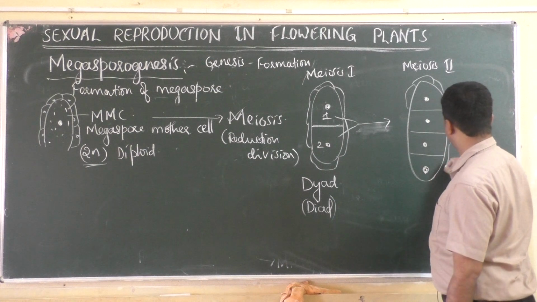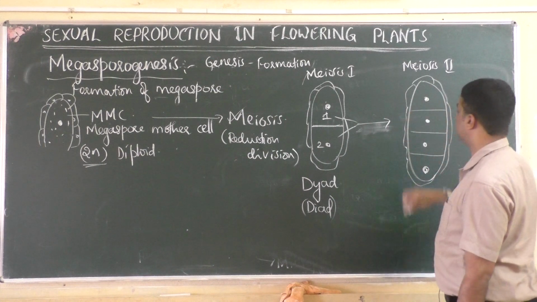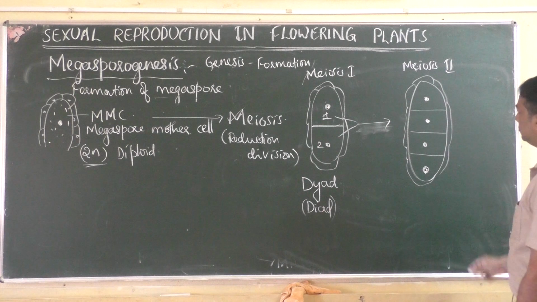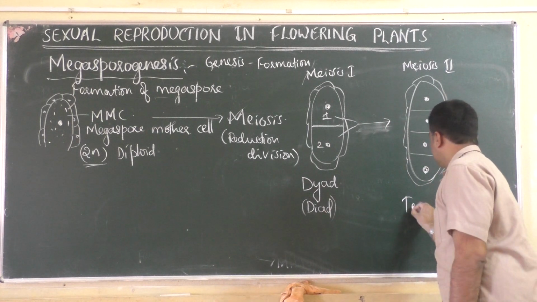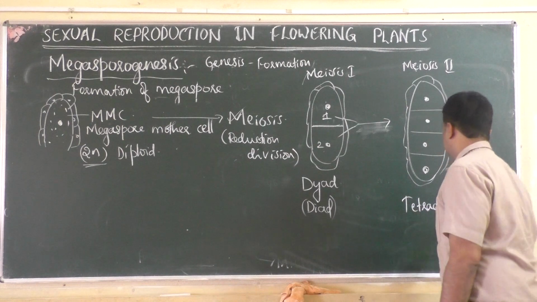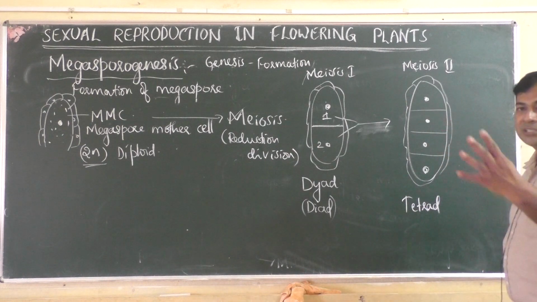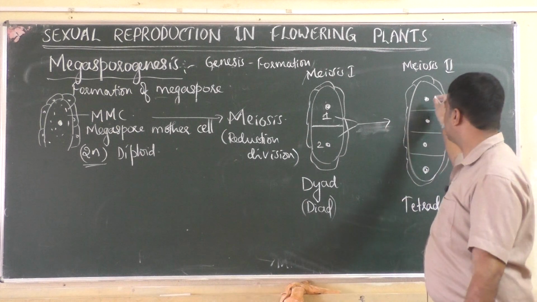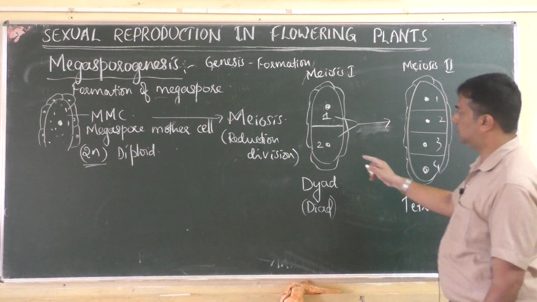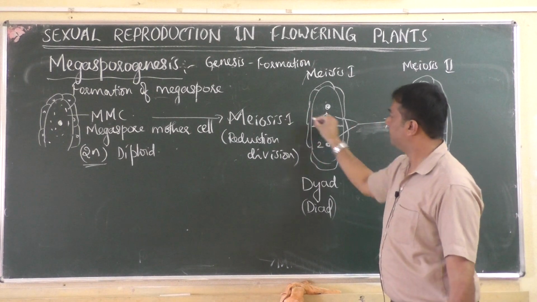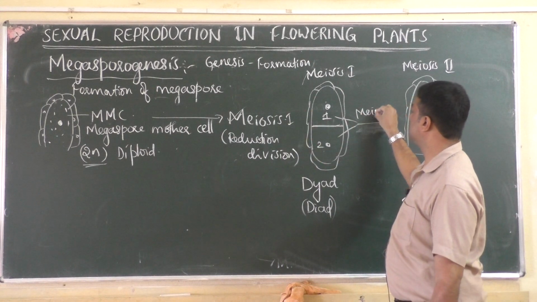Four cells are produced. Now this is called tetrad. Tetra means four. Tetrad means four cells. See, 1, 2, 3, 4 cells are produced by meiosis. So it is meiosis 1. Here it is meiosis 2.